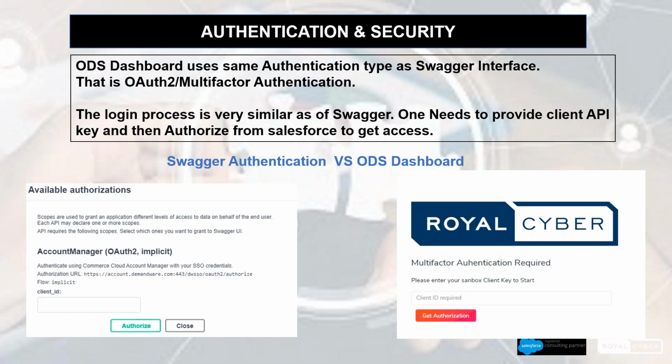And you see the comparison between these two ways of logging in. On the left hand side, you see the Swagger tool, through which you provide your API key and client ID, you authorize, you get the authentication done, and you get inside the Swagger API tool. Same we are using here in this ODS dashboard. You provide your API key, client ID, and you get authorized in a similar way, same authorization mechanism at the back end, and you are good to go inside the Royal Sabre ODS dashboard.